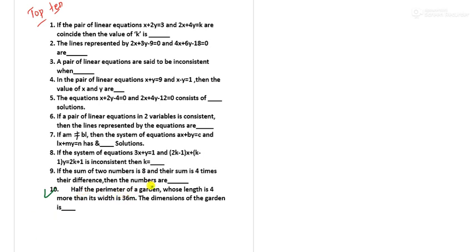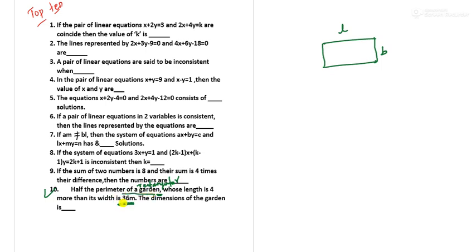Now the last question, what does it say? Half the perimeter of a, actually here you have to write it as rectangular garden. It's missed. You have to write half the perimeter of a rectangular garden whose length is 4 more than its width is 36. So you have to read it and look at the comma. What they have given, if you understand, this is length and this is breadth or width. So they have given that half of the perimeter of the rectangular garden is 36.